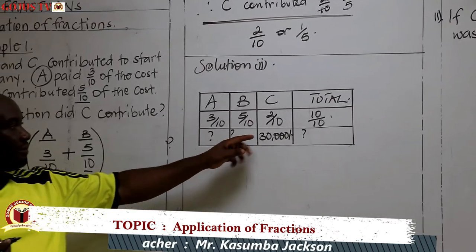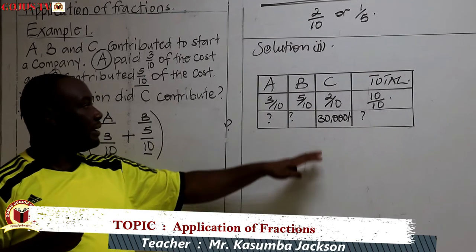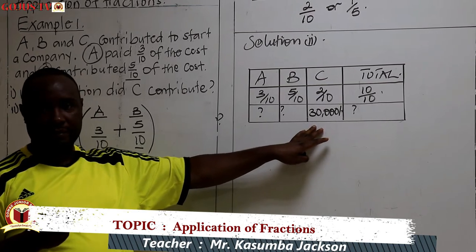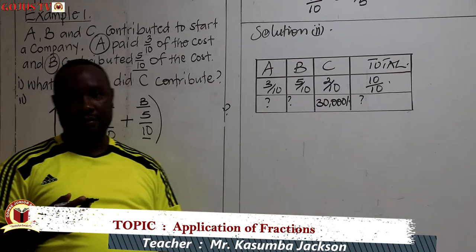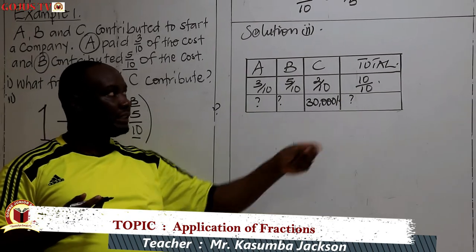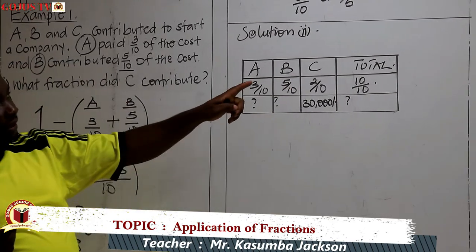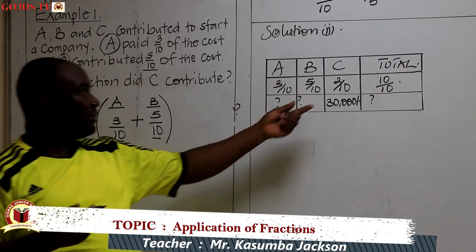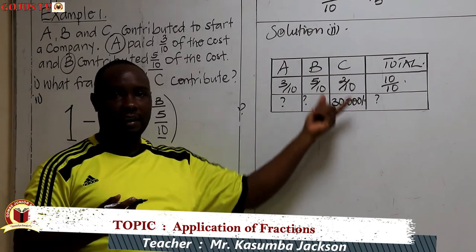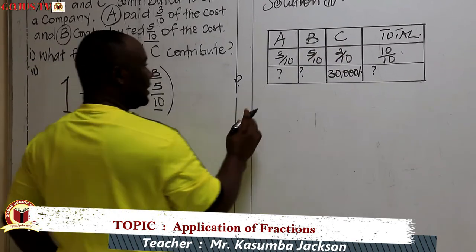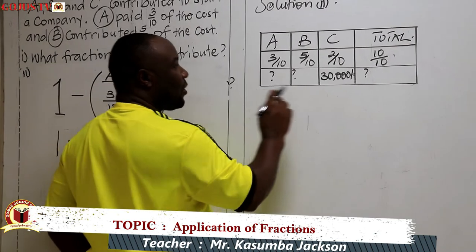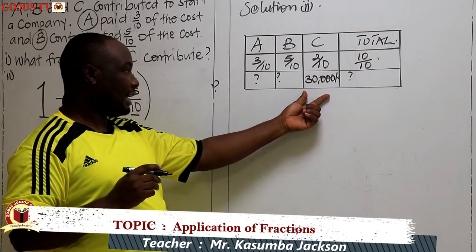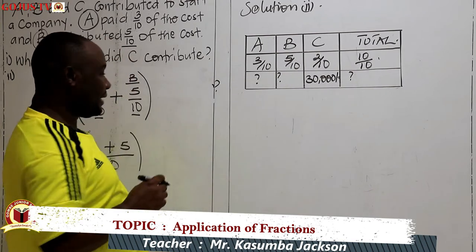Now, it is going to be easier for us to use two methods here. We are having the contribution of C in terms of fractions and in terms of money. Some people normally use algebra if they want to find the total cost. As the question goes, if C contributed 30,000 shillings, what was their total contribution? We are using this column, which is full, with a fraction and amount. Since we don't know the total amount, but we know that C contributed 2/10 of the total, and that amount is equivalent to 30,000, we can use an assumption.